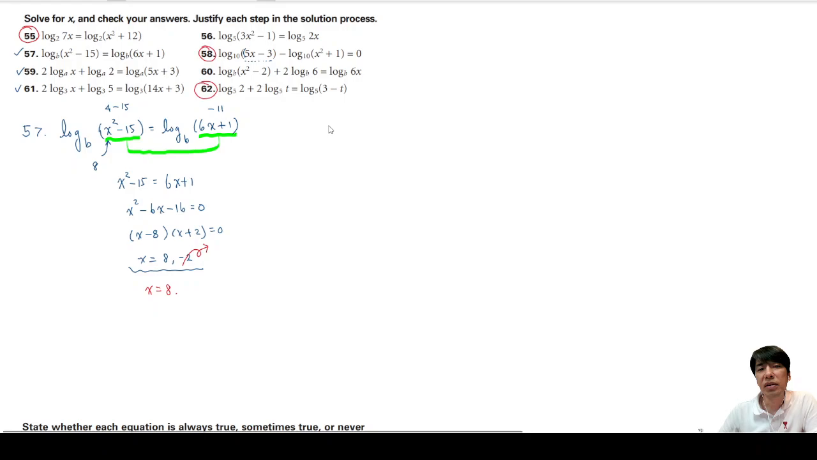Okay, 59. 2 log base a of x plus log base a of 2 is equal to log base a of 5x plus 3.